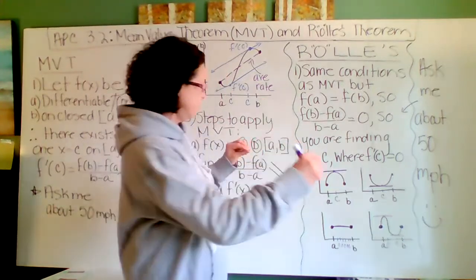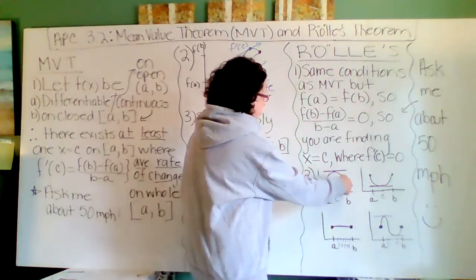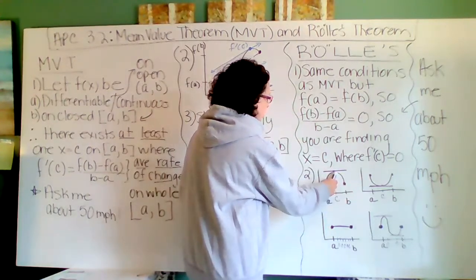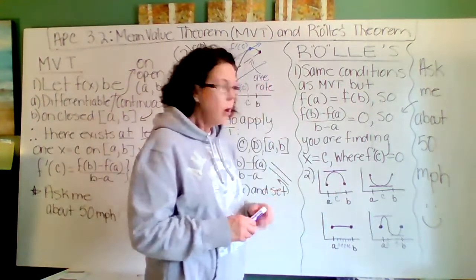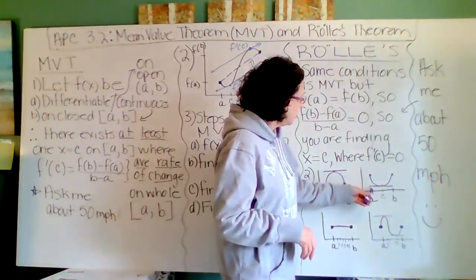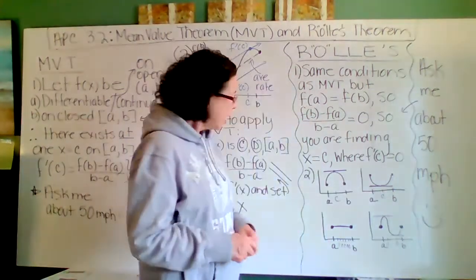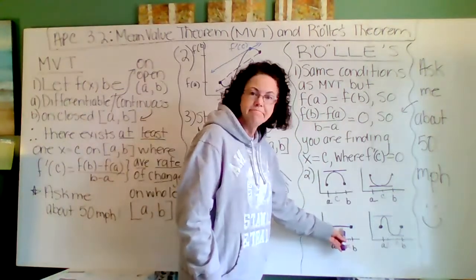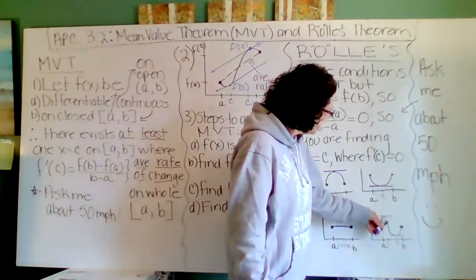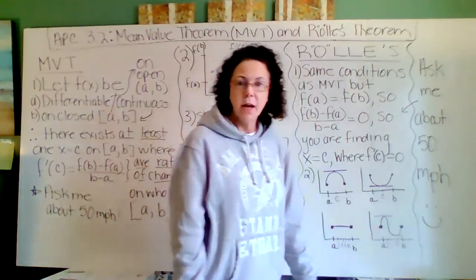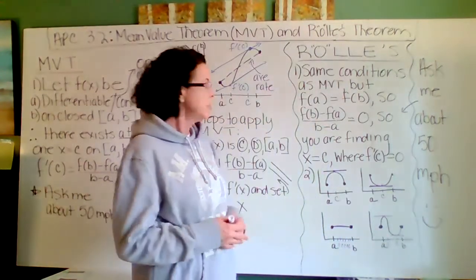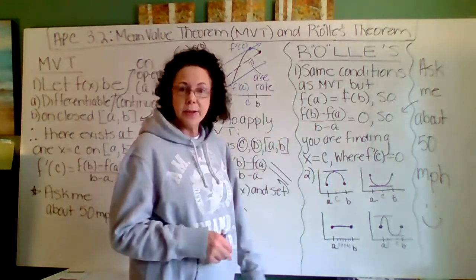Either you started at 50 and you accelerated and went back down to 50, creating a derivative of 0 right here. Or maybe you started at 50 and went below 50 miles an hour and came back up, making a derivative of 0 here. Maybe you stayed at 50 the whole time, right? Or maybe you went above 50 and below 50 sometimes, right? So all of those conditions produce Rolle's theorem.